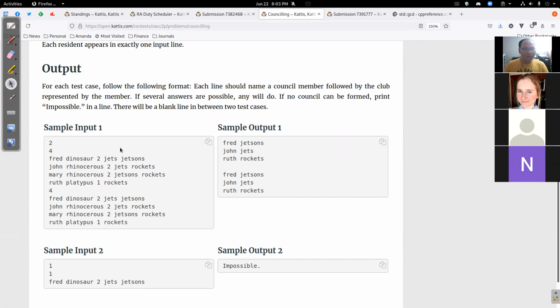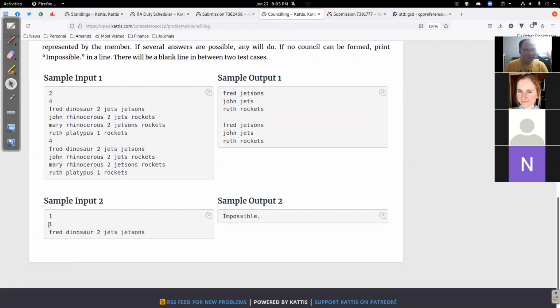And then the output is: each line should name a council member followed by the club represented by that member. If there are several answers, any will do. If no council can be formed, print impossible. So here, one solution is that Fred represents Jetsons, John represents Jets, Ruth represents Rockets. And then this is exactly the same case, so you expect exactly the same answer, I guess.